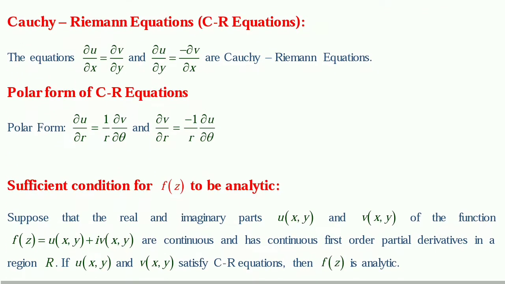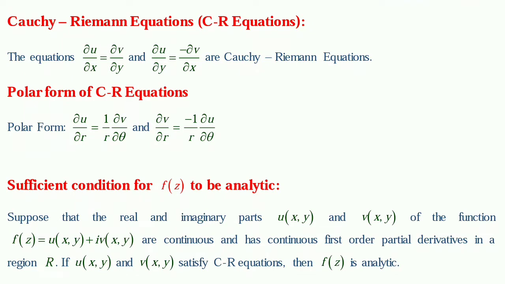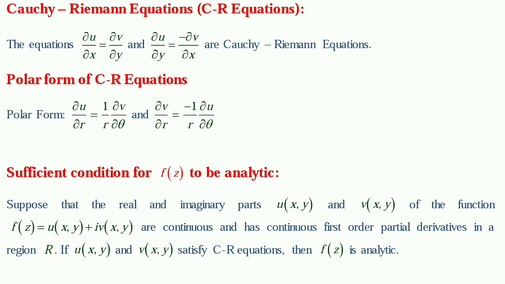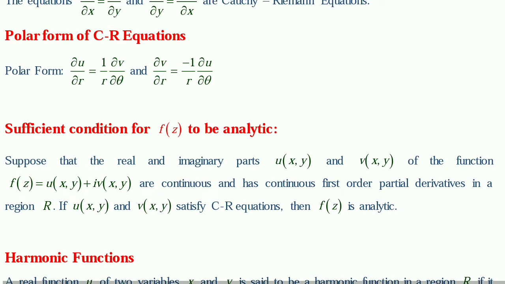Okay, now next, polar form of CR equation. The polar form of CR equation is the CR equation involving r and theta. That is ∂u/∂r = (1/r) ∂v/∂θ and ∂v/∂r = -(1/r) ∂u/∂θ. So this is the polar form of CR equation. Simply we can say ur = (1/r) vθ and vr = -(1/r) uθ.